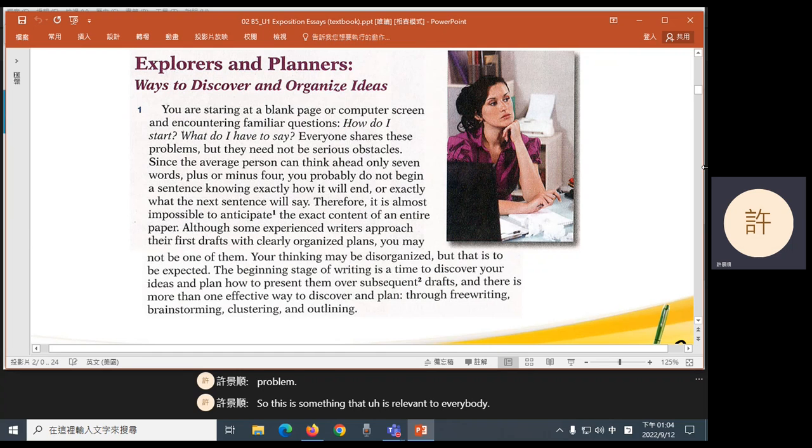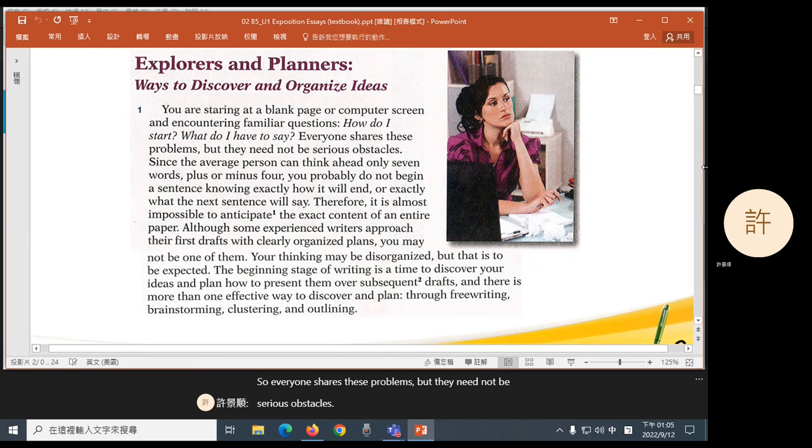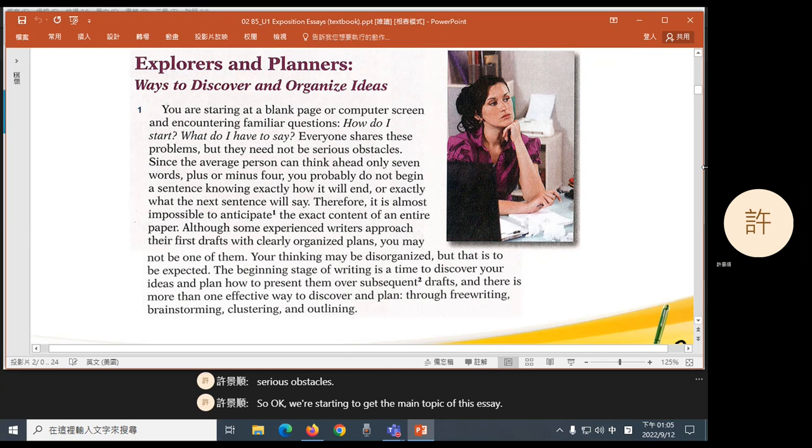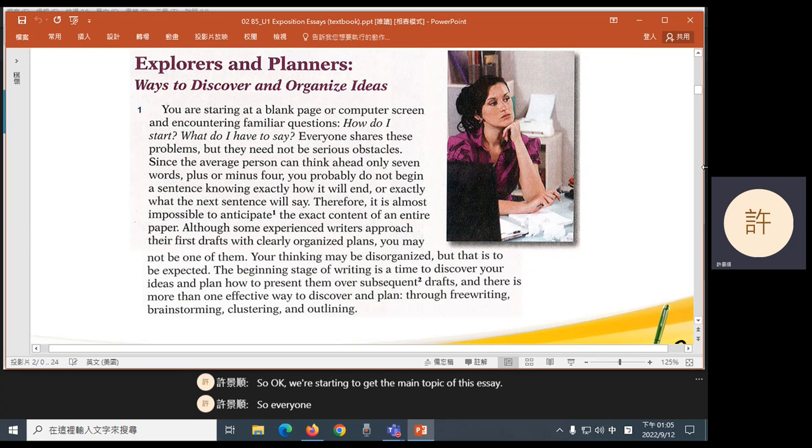So everyone shares these problems, but they need not be serious obstacles. So, okay, we're starting to get the main topic of this essay. So everyone at some point struggles with what to say, but it doesn't have to be a serious problem. So it looks like the main topic of this essay is how to come up with things to say.